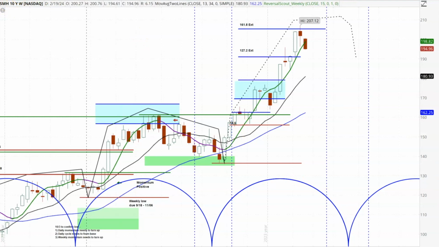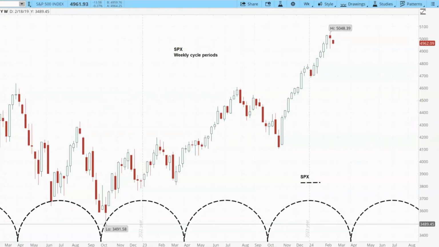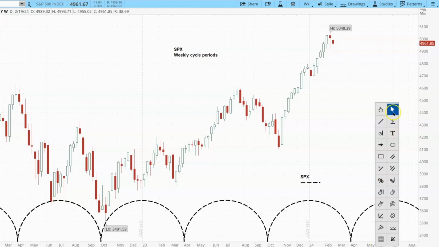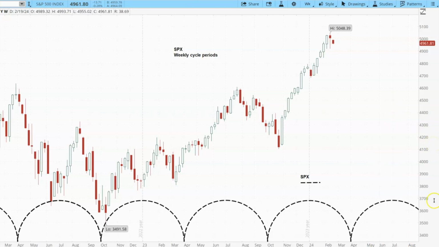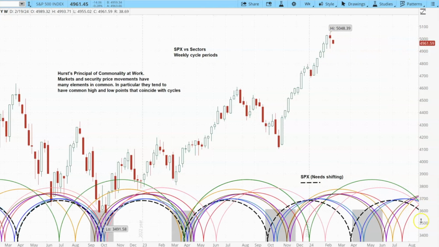But what I really want to do, let's go back here to the S&P 500 on this chart, and then come back to this chart right over here. And what I want to do is compare it not only against the SMH, but against a lot of sectors. So let's go here, and I'm just going to bring in the sector comparison and look at this. So this is the Hurst principle of commonality at work. It says that markets and security price movements have many elements in common, and particularly they tend to have common highs and common low points that coincide with the cycles.